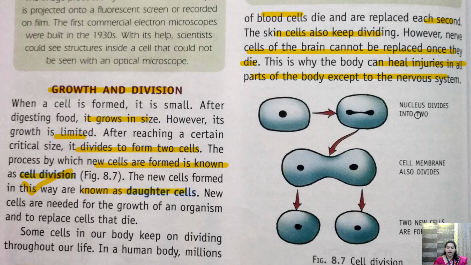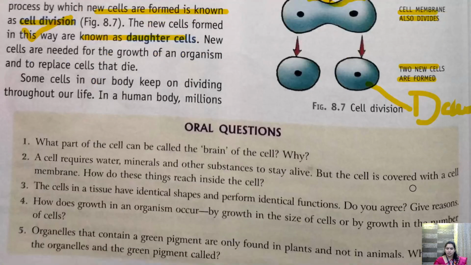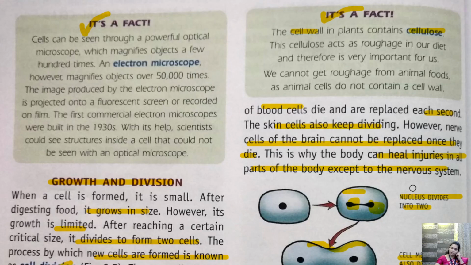So let's see what happens. So this is a nucleus. Nucleus divides into two. See, the nucleus is dividing into two. Okay. Now, न्यूक्लियस डिवाइड हुआ, फिर क्या होगा, यहाँ पे एक बल्ज आ जाएगा. तो this bulge, you can see here. Now the cell membrane is dividing. The cell membrane also divides. Now two new cells are formed. So two new cells are called daughter cells. What are they called? They are called daughter cells. Okay. So that was about the growth and division.